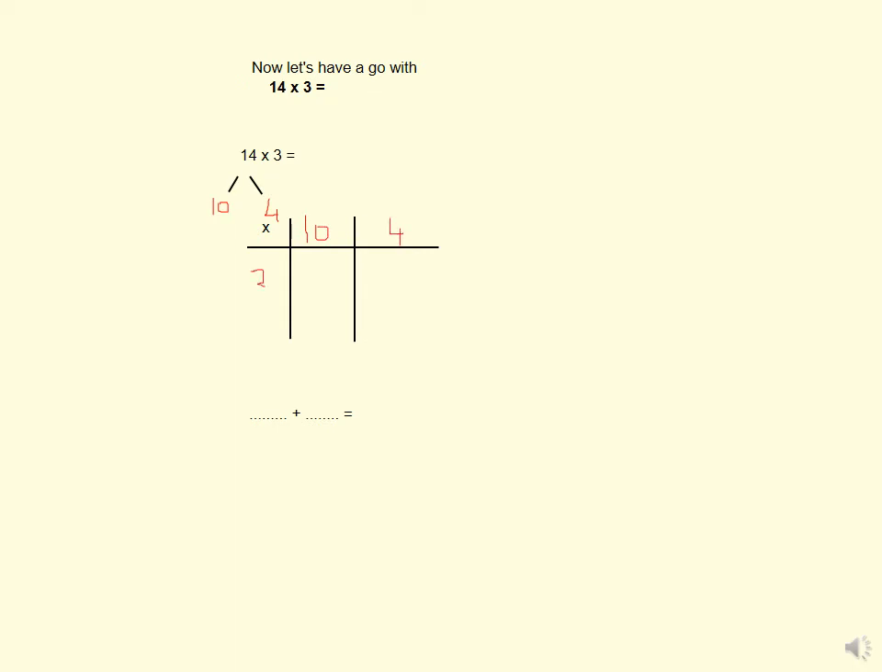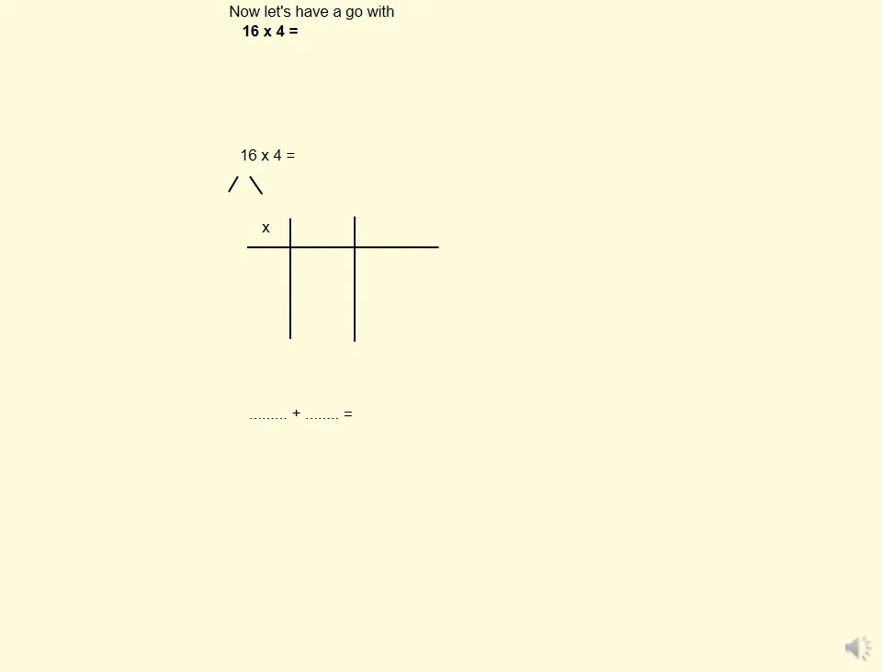We know that 3 times 10 is 30, and you should know that 3 times 4 is 12. We add them up, 30, add 10 we know is 40, don't we? And then 2 more gives us 42. It's a very big 2.